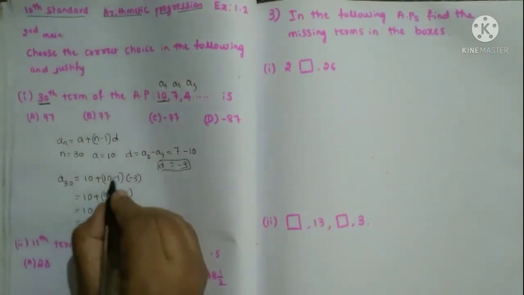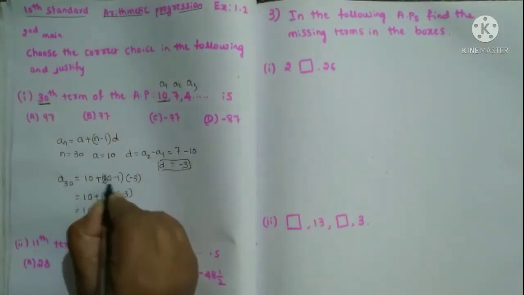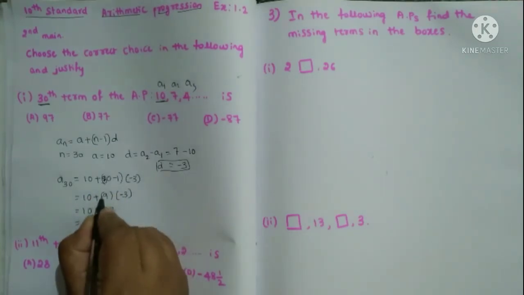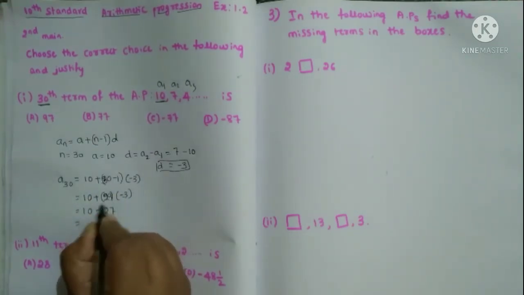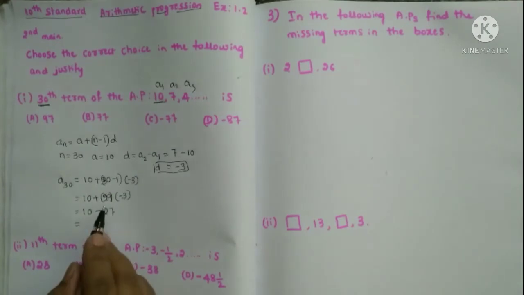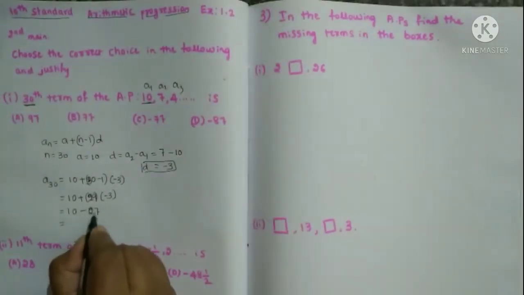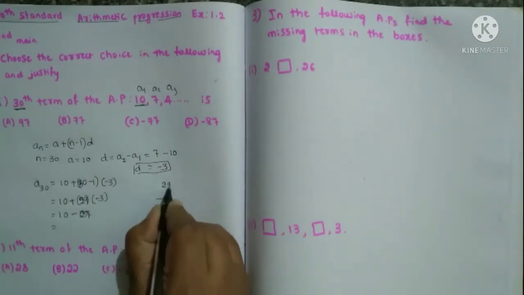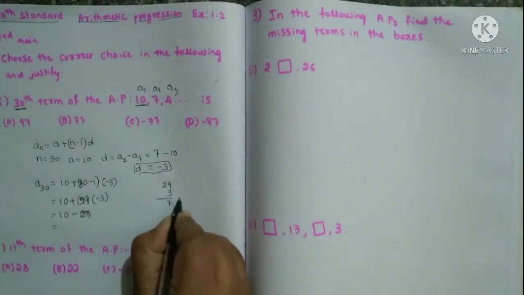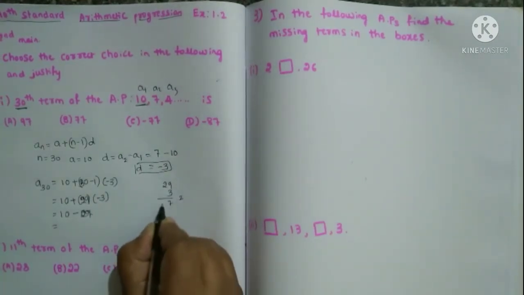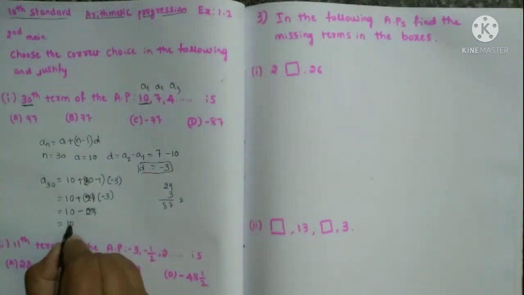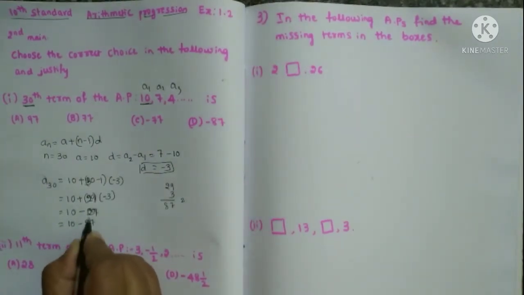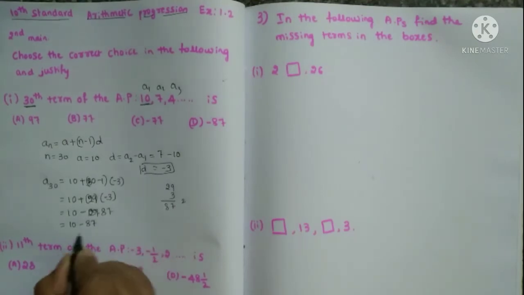Here it is, n is 30, so 29d. Okay, 29 into 3, how much will you get? Sorry, this one is 29 into 3. 3 9s are 27, 3 2s are 6 plus 2, 87. So 10 minus 87, this 87 will come. Now 10 minus 87 is 77.